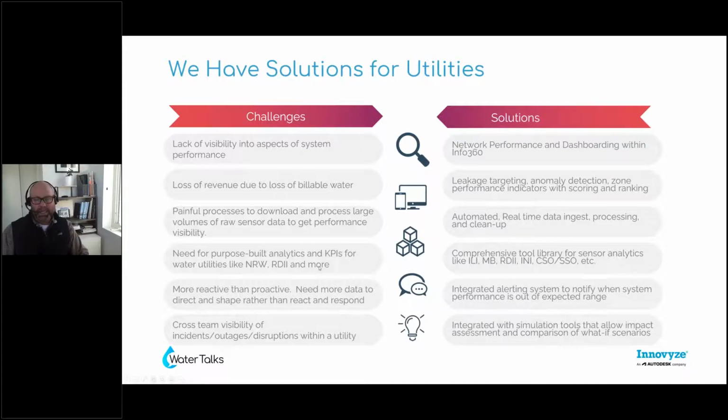There is certainly a need for these purpose-built analytics like non-revenue water. I have RDI here for sewer systems, but also zonal volume usage, leakage indices. Having these living real-time KPIs is highly valuable to utilities. 99% of the time, you want these dashboards and these analytics to be boring, because that means you're operating well.